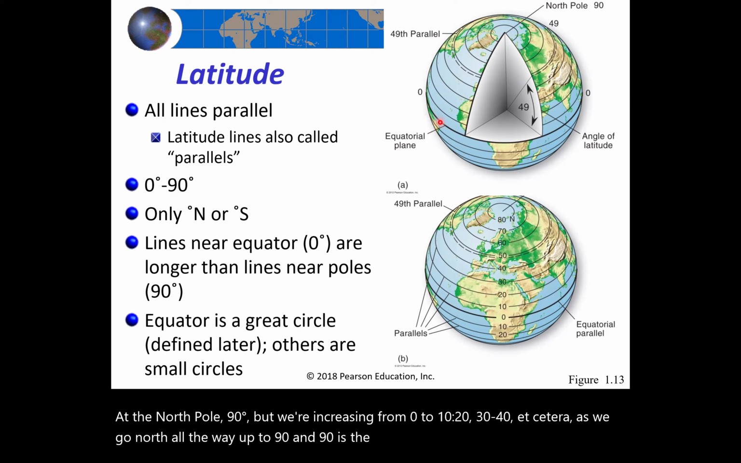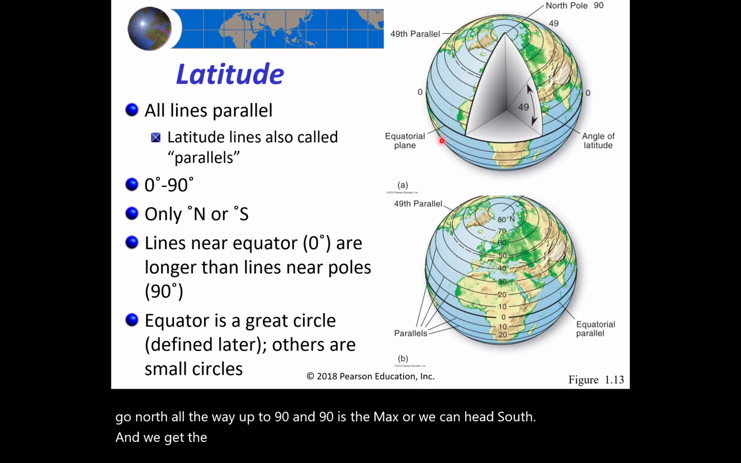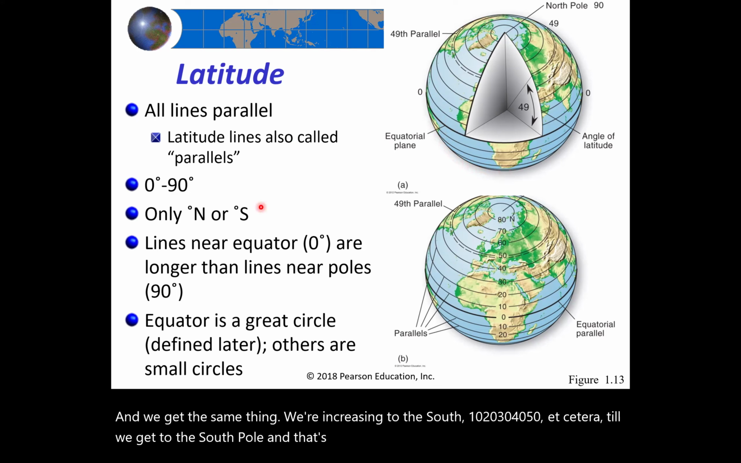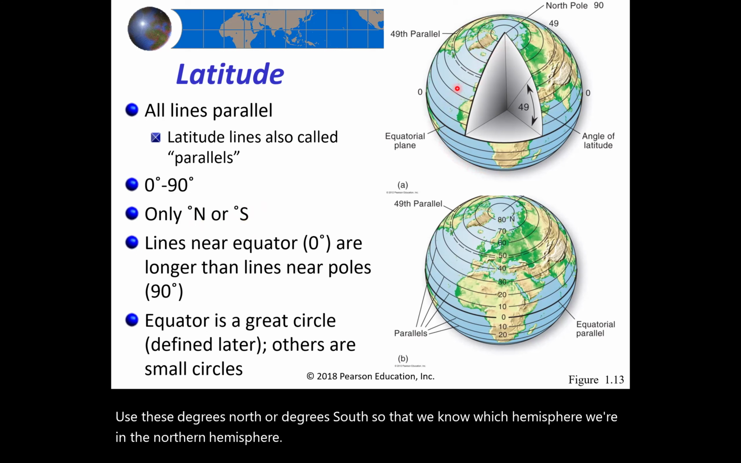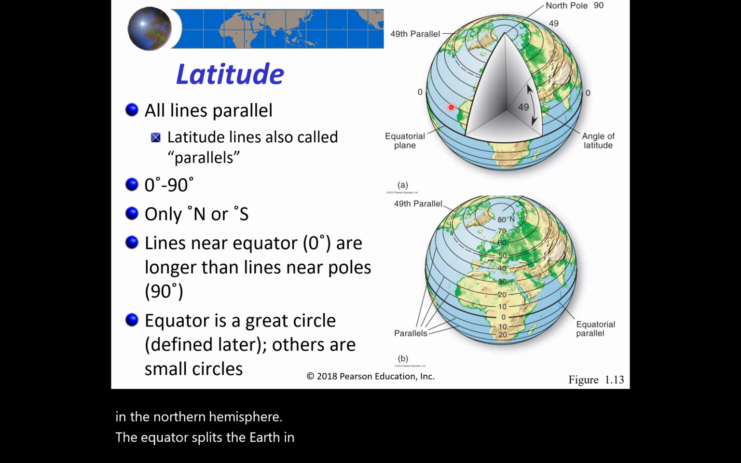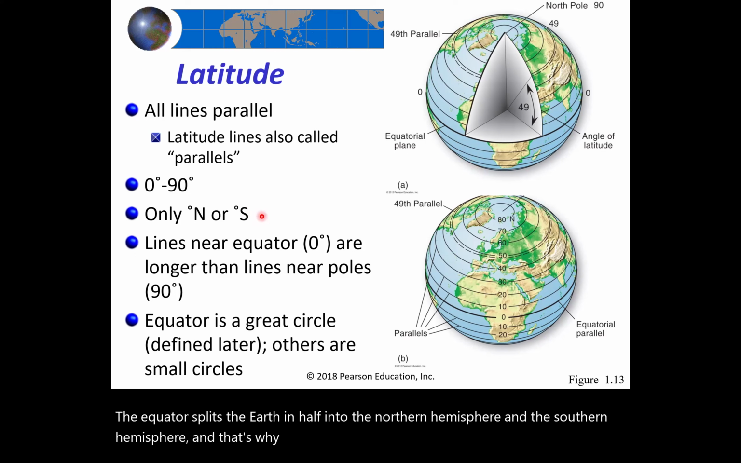Or we can head south, and we get the same thing. We're increasing to the south, 10, 20, 30, 40, 50, etc., till we get to the South Pole, and that's 90 degrees south. So it is important to use these degrees north or degrees south so that we know which hemisphere we're in. The equator splits the Earth in half into the northern hemisphere and the southern hemisphere. And that's why we use degrees north or degrees south.